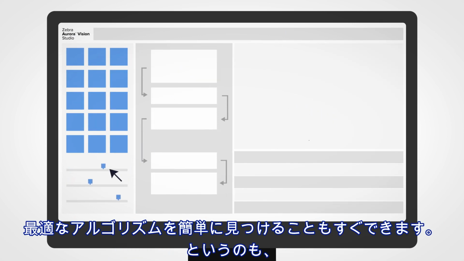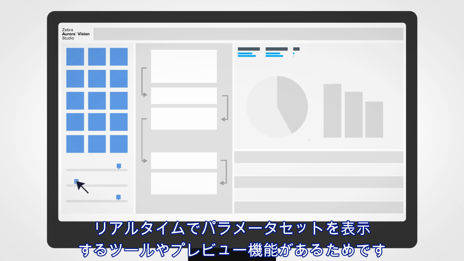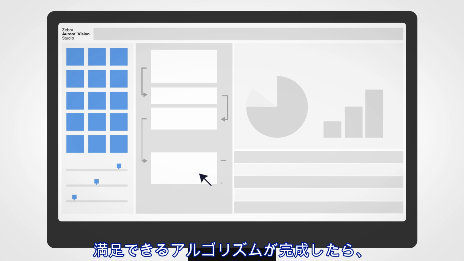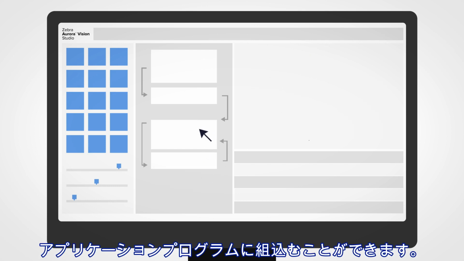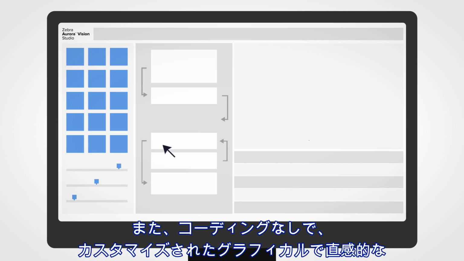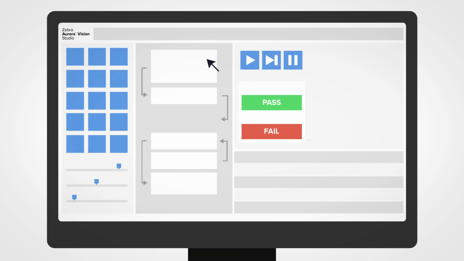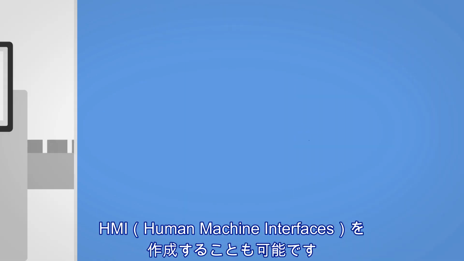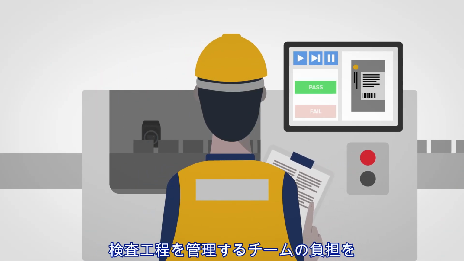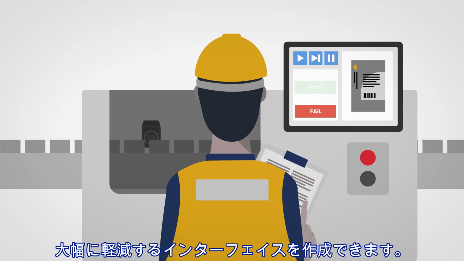Finding the best algorithm is easy too, with tools and data previews supporting parameters set in real time. When you're happy with the algorithm, you can easily map the layout for your apps. And, without any coding, you can also create customized, graphical, and intuitive human-machine interfaces. Interfaces that make life easier for your teams overseeing quality checks.